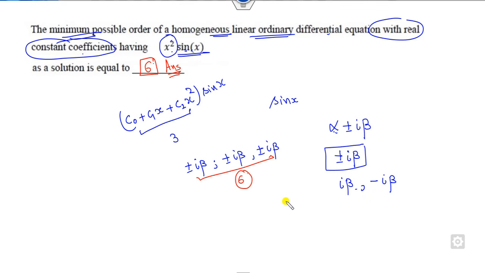That's a simple task. Otherwise, the second method is you can simply see that because of this term, the sin x will never be present alone. It must be present in terms of both sine and cosine, so there are the 2. Because of these 3 constants, there is a polynomial of degree 3. So 2 multiplied by 3 is again the answer 6.